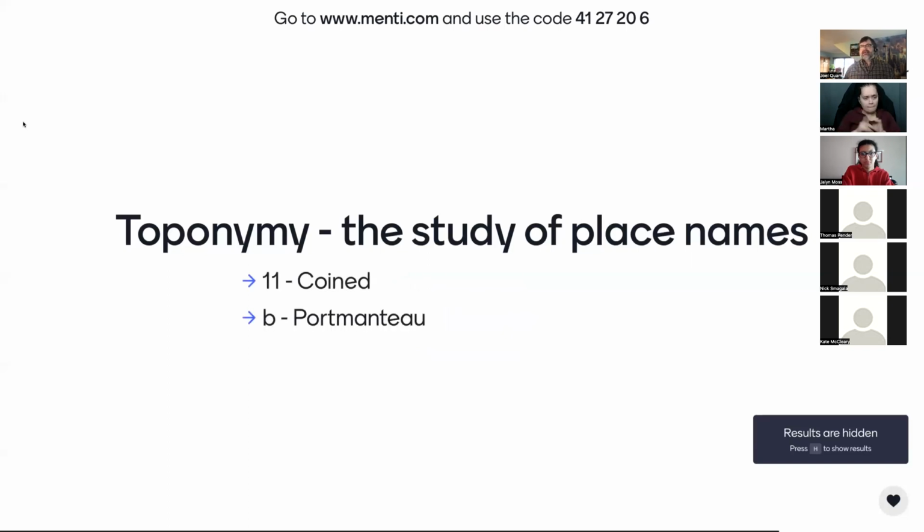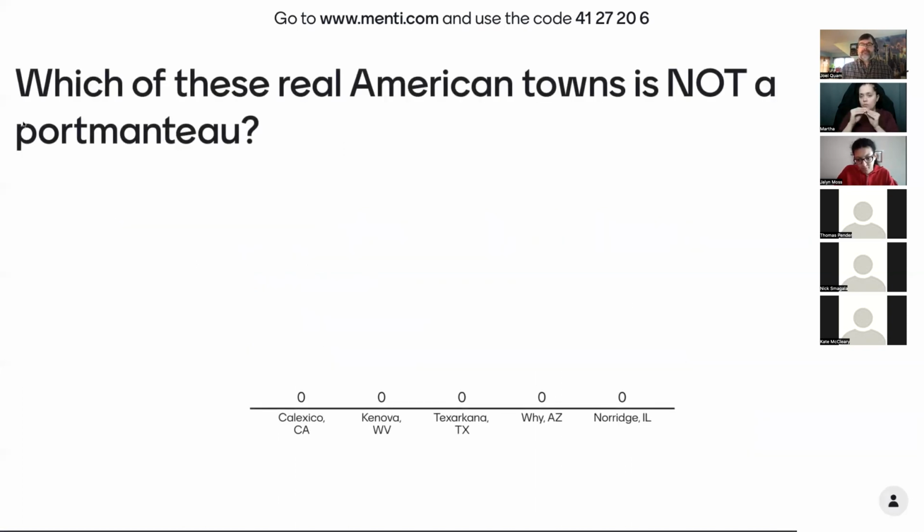But a second type of coined word is called a portmanteau. That's a nice French word, and we're going to use two or more names or two or more words and smoosh them together. That's what a portmanteau does. We're putting two or more together. So which of these is not, change the question, which of these is not a portmanteau?